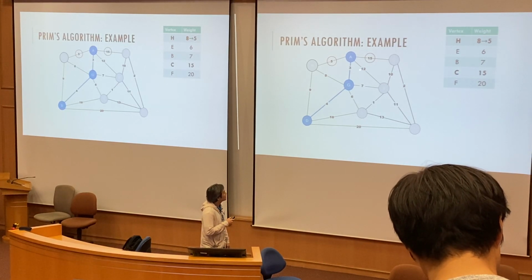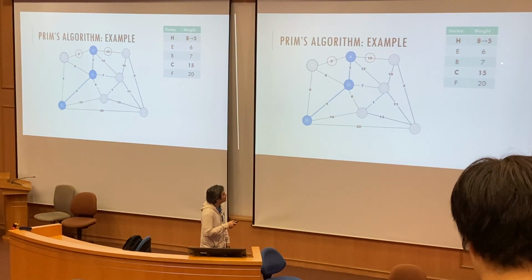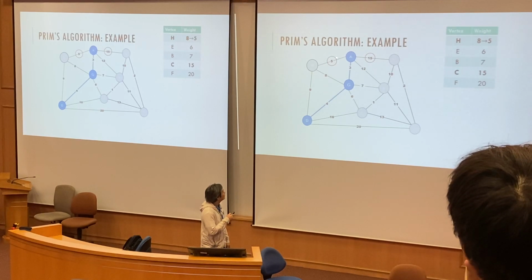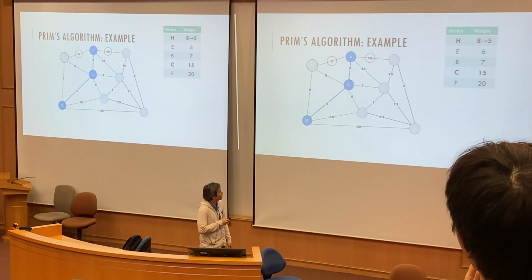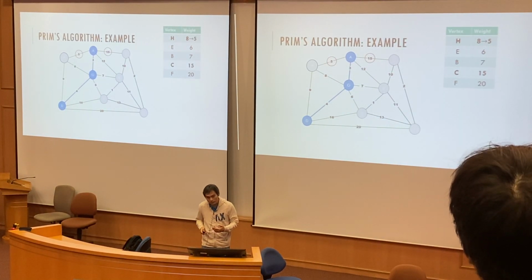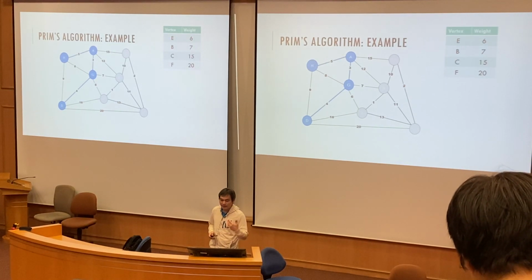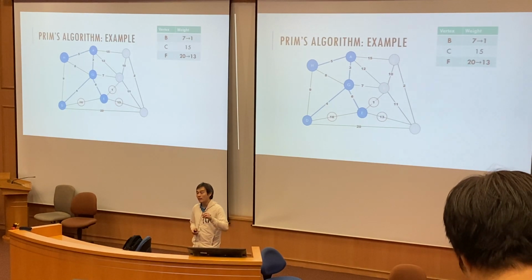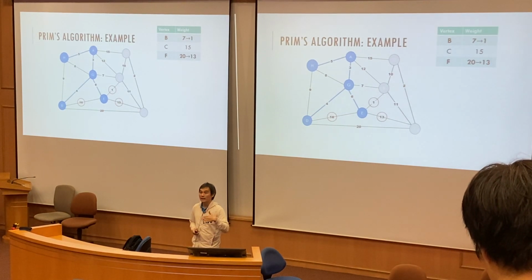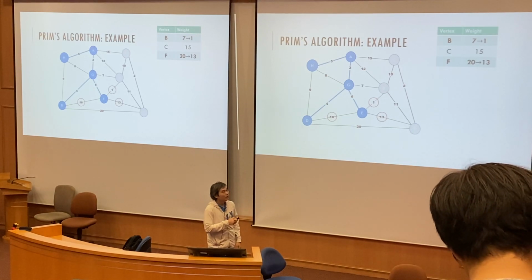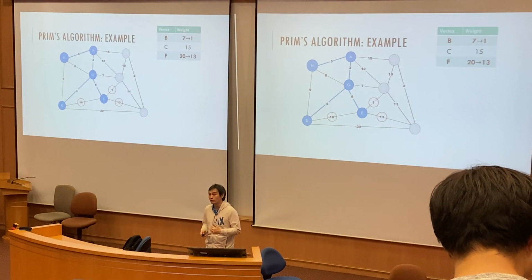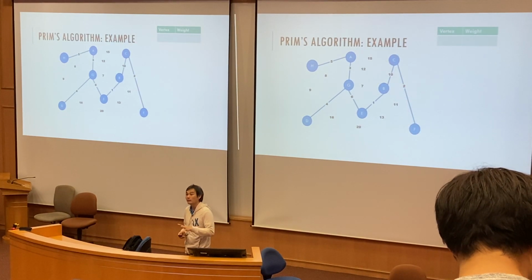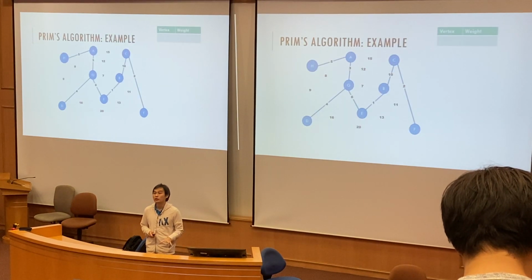In this case, I'm going to add C. C was not there previously, so I add C, 15, and then I update H to 5, sorry, to 5. And then I repeat this process. I keep going on and on. It's quite straightforward. We just keep adding new nodes, and whenever I add a new node, I need to update the weights already in my priority queue, and I keep doing that until I'm done. So there you go. You're finished. You have your minimum spanning tree.